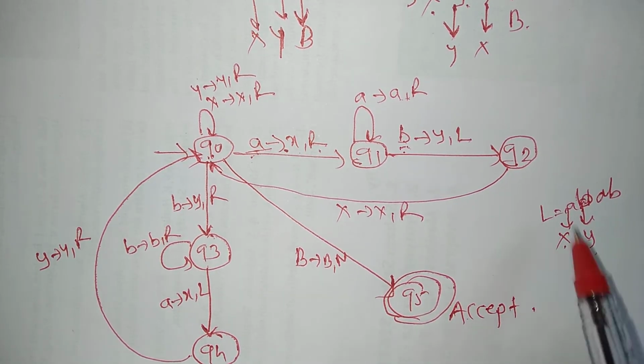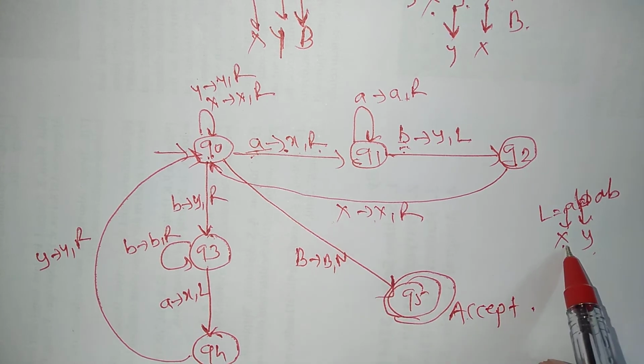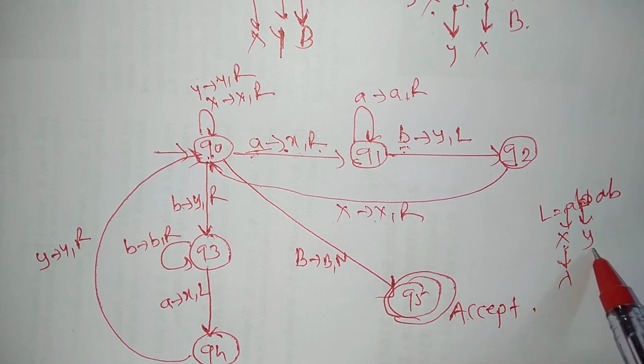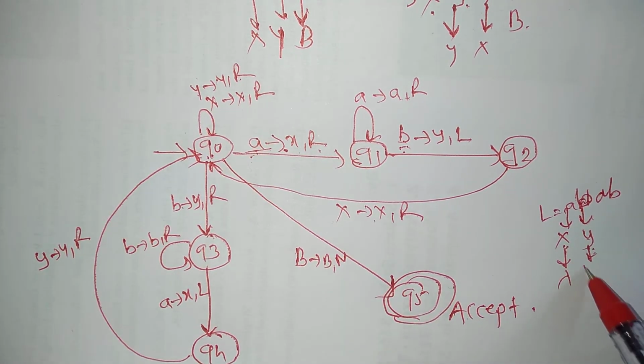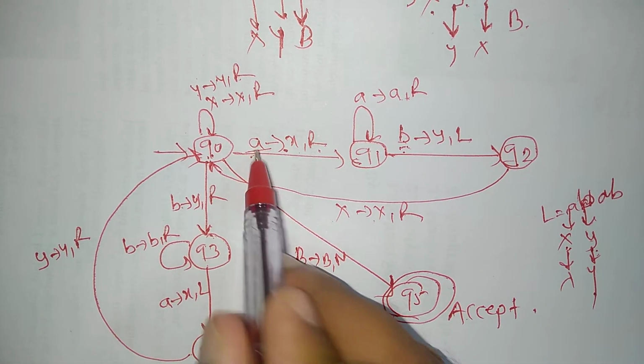Come to the left side. What have I found here? X. So X replaced with X. Go to the right side. On the right side, what do I have? Y. I have written for Y. Y replaced with Y. I will wait for the first A.